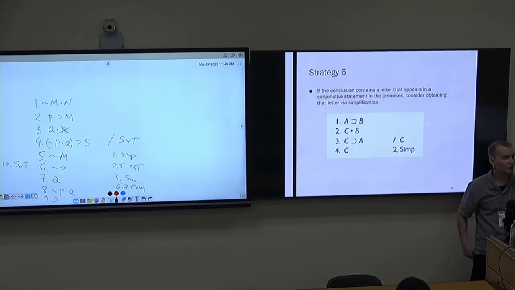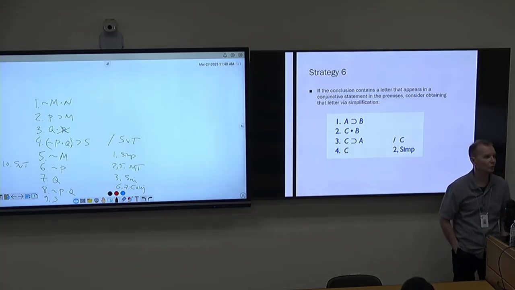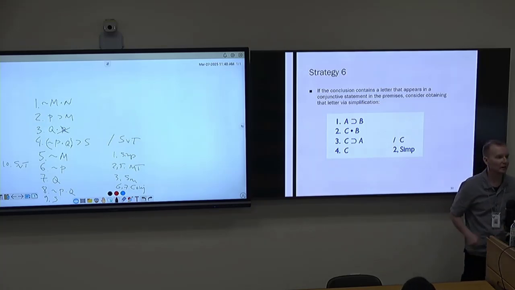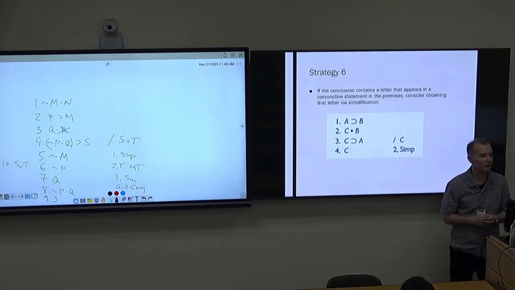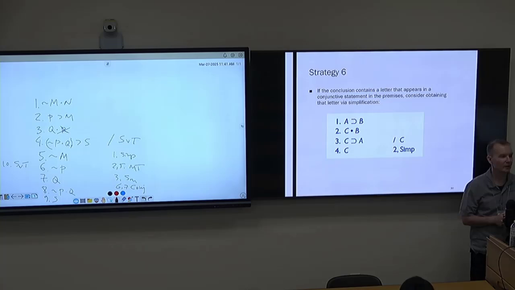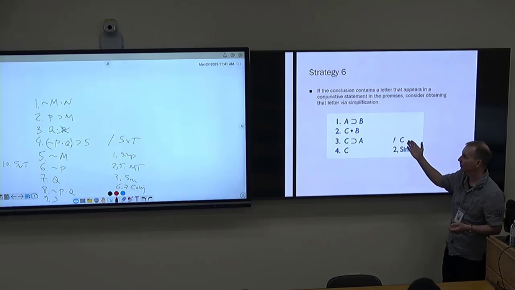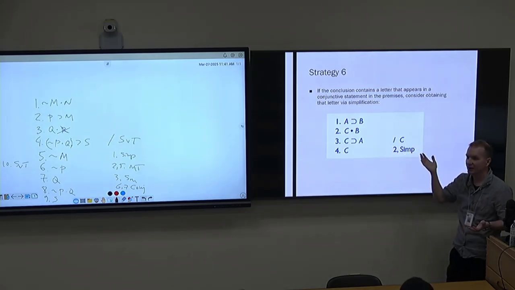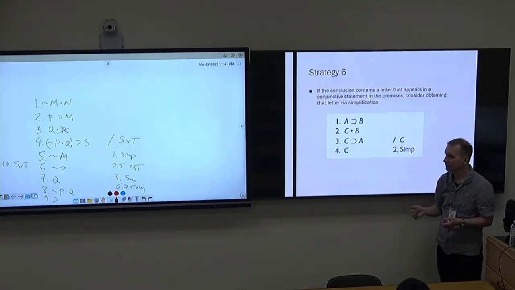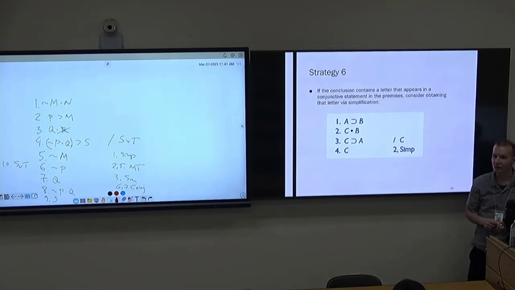Okay, so just some of the strategies the book goes over. If the conclusion contains a letter that appears in a conjunctive statement in the premises, consider obtaining this letter via simplification. So in this case, you get straight to it. If you have C and B, that's already C. So if your conclusion is C, that's very obviously immediately C. Right? Can you see what they mean? Mm-hmm.